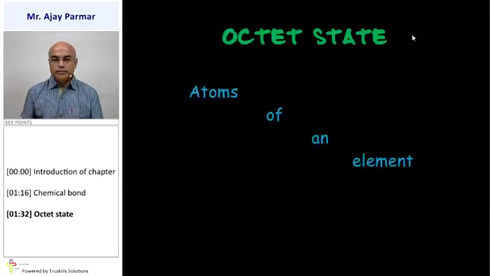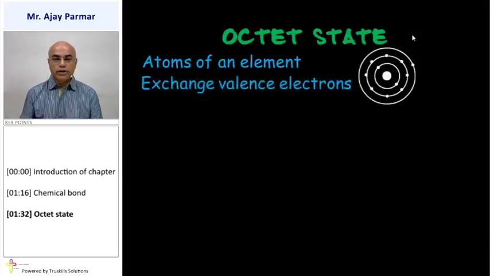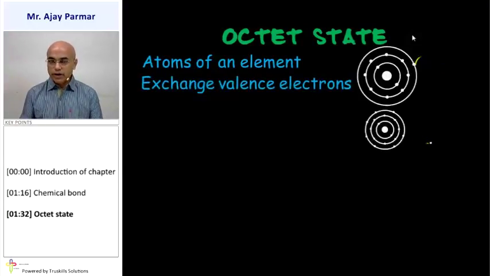Octet state. An atom of an element has a tendency of exchange of electrons. That means it will either give away its valence electron or it will accept the valence electron. Now, what is the meaning of the word valence electron? That is the electrons which are present in the outermost orbit of an atom.